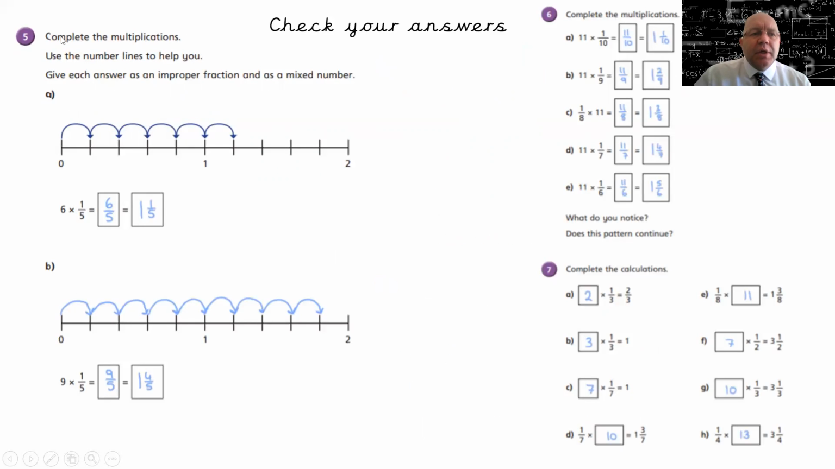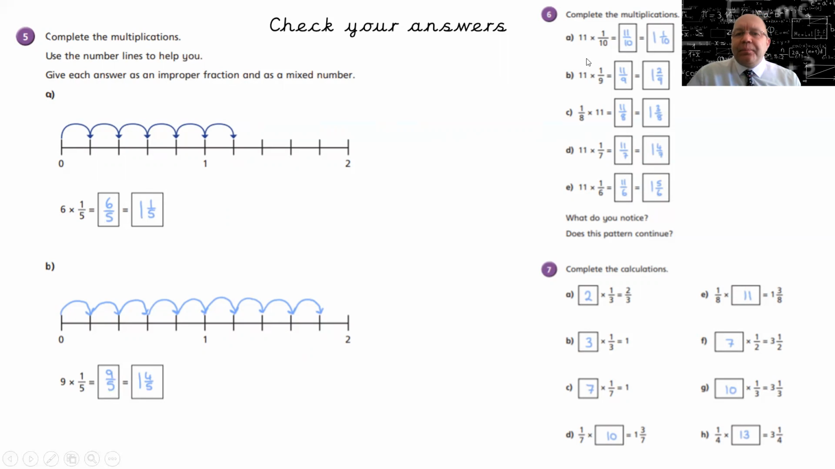Right, here are your answers. Complete these multiplications. Use the number lines to help you. Give each answer as an improper fraction and as a mixed number. So 6 times 1/5 is 6/5, and that becomes 1 and 1/5. 9 times 1/5 is 9/5, which is 1 and 4/5.